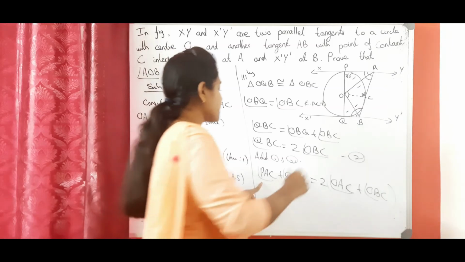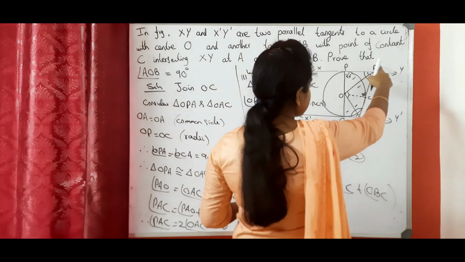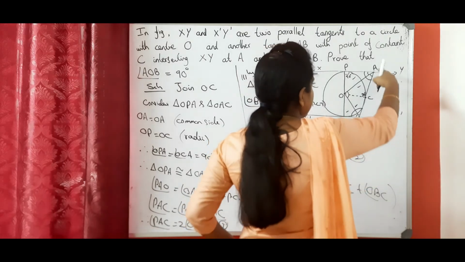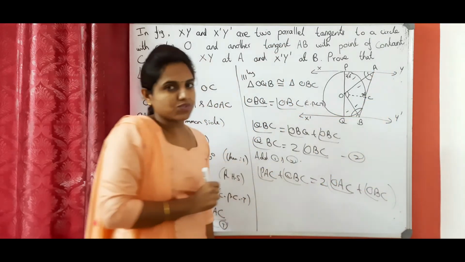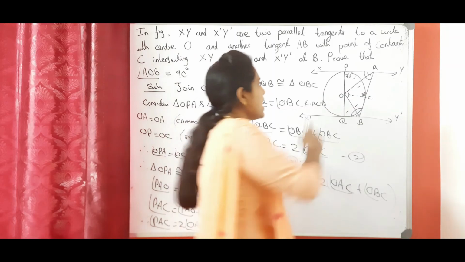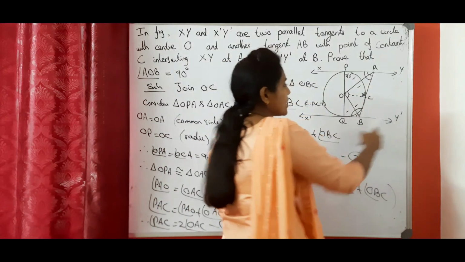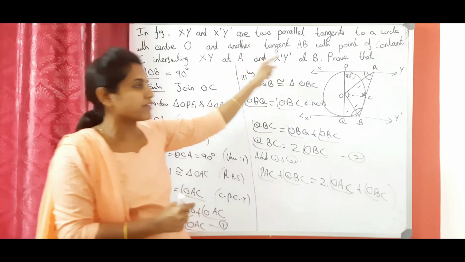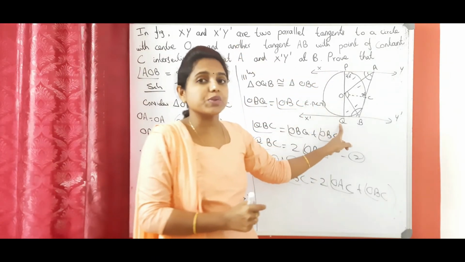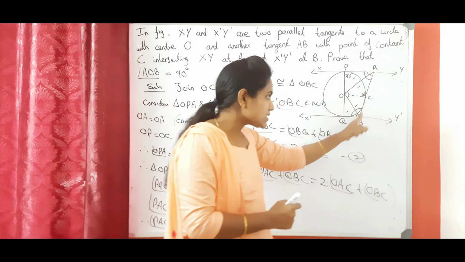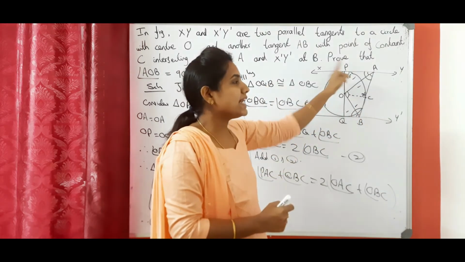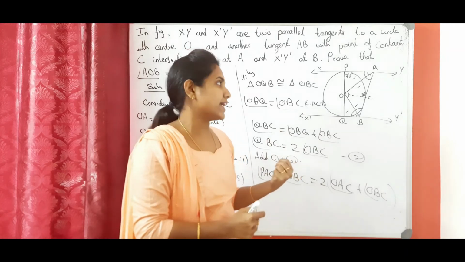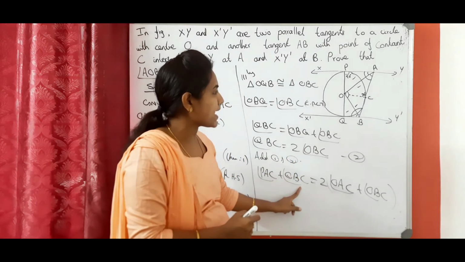Now you see these two angles, PAC plus QBC. This AB is a transversal, right? AB is a transversal and XY and X dash Y dash are parallel lines. In the question they have given it is a parallel line. So we know that a transversal cut by parallel lines, then the sum of the interior angles is 180. These two are the interior angles, right?